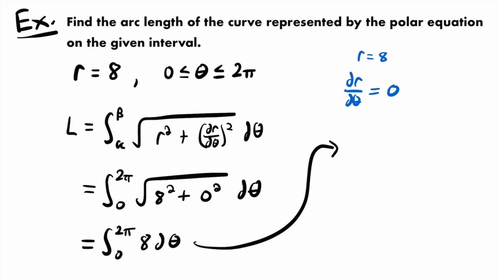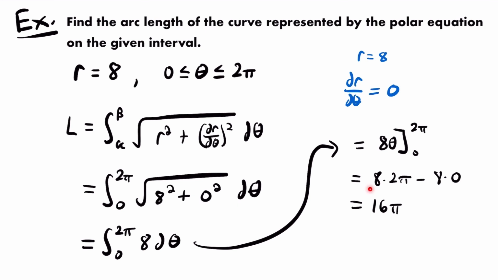So if we integrate, this is equal to 8 theta evaluated from 0 to 2 pi. If we evaluate 8 theta at 2 pi and subtract the evaluation at 0, this is going to be equal to 8 times 2 pi minus 8 times 0, which is just going to be equal to 16 pi, right? 8 times 0 is 0, so we just have 8 times 2 times pi, which is 16 pi. And so 16 pi is the arc length of this curve, r equals 8, between these two angles of theta.